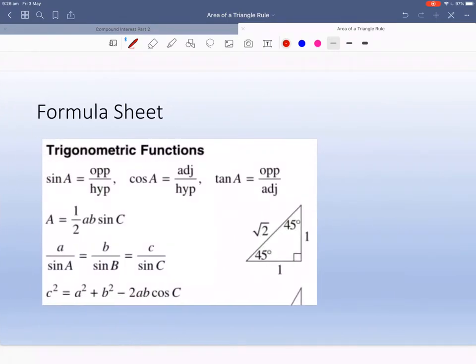By the way, here it is in your formula sheet, along with the sine rule, and this will be the cosine rule, which we'll be looking at next. So it's in the same section that we've already been looking at as part of this unit.